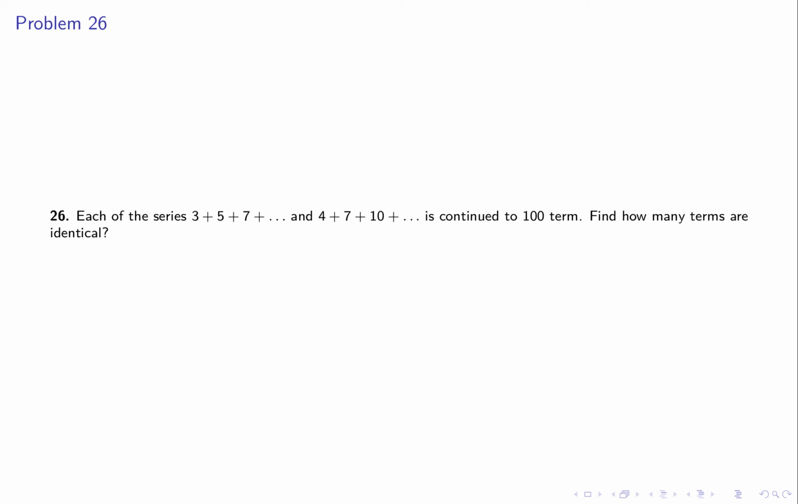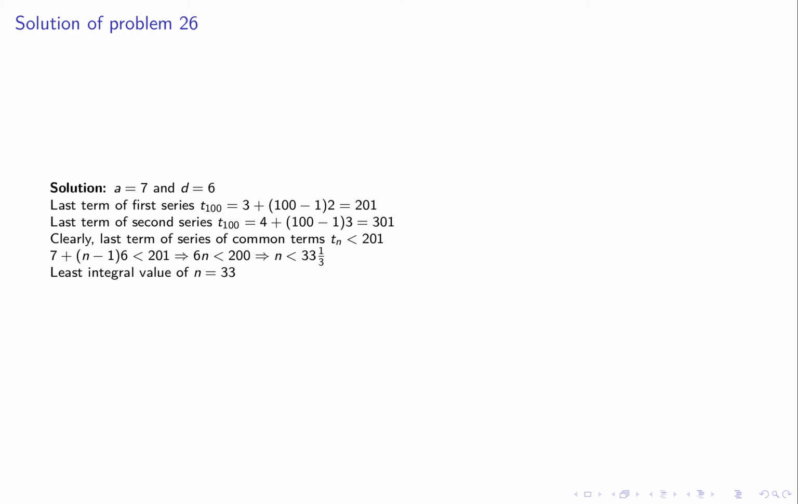Now this is also similar to the problem which we have just solved, to find the common number of terms. In this case, our series is 3 plus 5 plus 7 and 4 plus 7 plus 10. Both are continued to 100 terms. In this case, your first term is 7 and your common difference remains 6. So the last term of the first series is 201, and the last term of the second series will be 301. So clearly Tn should be less than 201, and by substituting the values we arrive at n equal to 33 again.